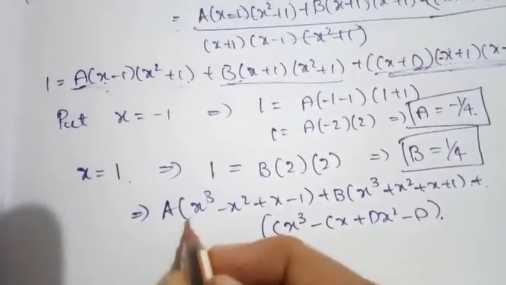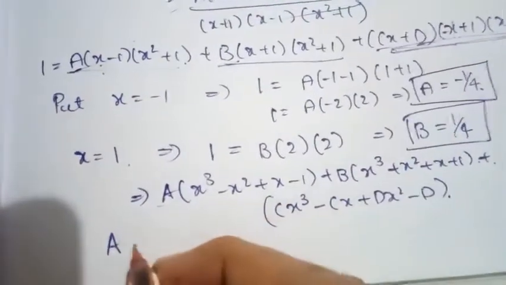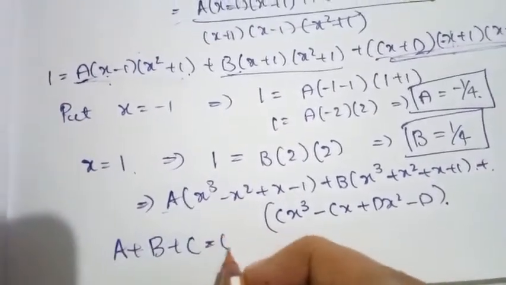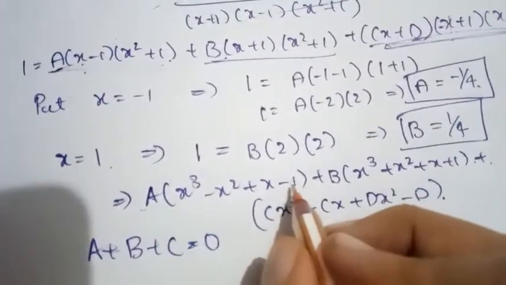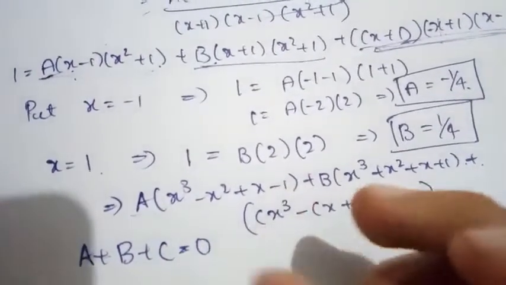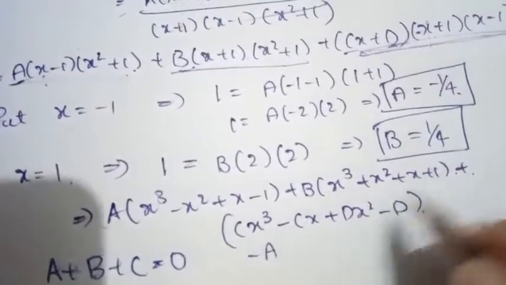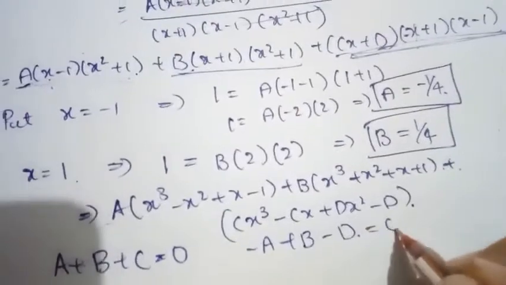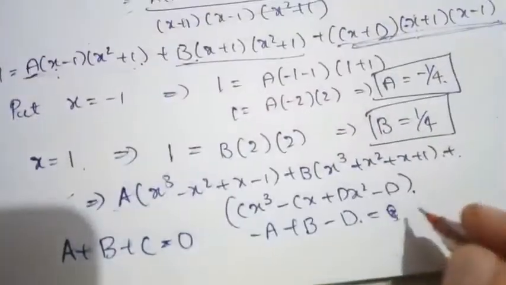Now what are the coefficients of x cube here? That is a plus b plus c. In the LHS the coefficient of x cube is 0. And what are the coefficients of the constant here? It is minus a plus b minus d is equal to what? Not 0, it is equal to 1 here.